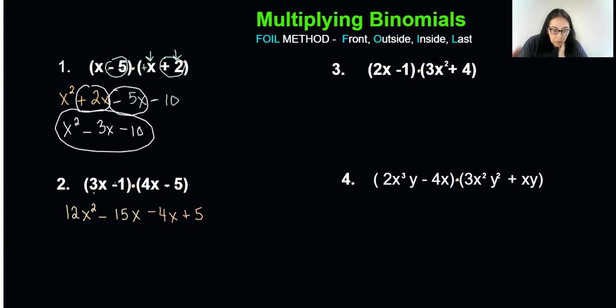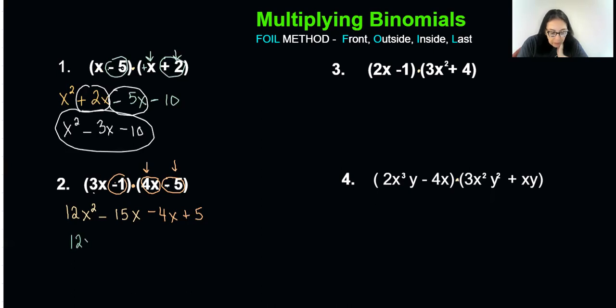And then what did I do? I took this -1 and multiplied it by each term: 4x and -5x. All right, now we've got to see if we can combine any like terms. Well, we've got an x squared. Do we have any other x squareds? No, so I'm going to just bring down the term with the x squared.